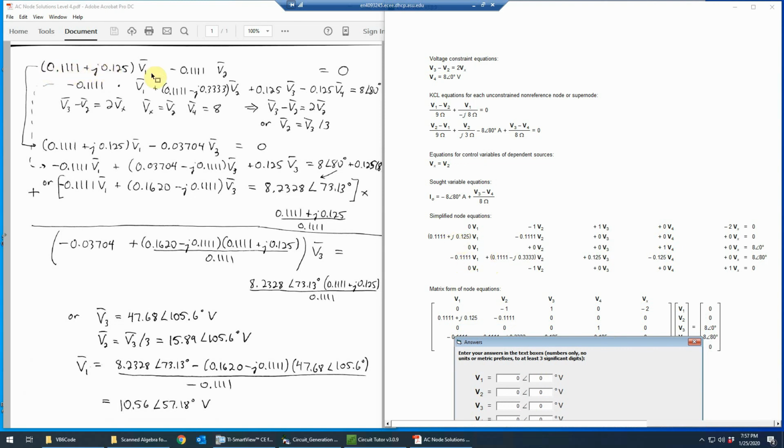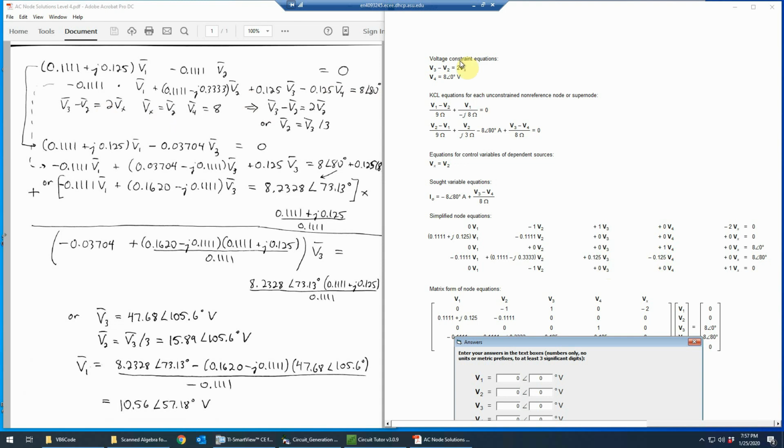So the 0.111 plus j0.125, etc., minus 0.111 v2 is equal to 0. So that's this equation. And then the next one down here is the minus 0.111 times v1 plus this coefficient times v2 plus 0.125 minus 0.125 v4. That's equal to 8 angle 80. So that's just copied over here.